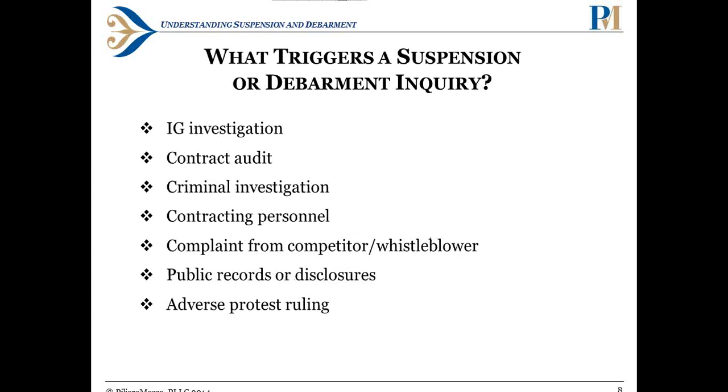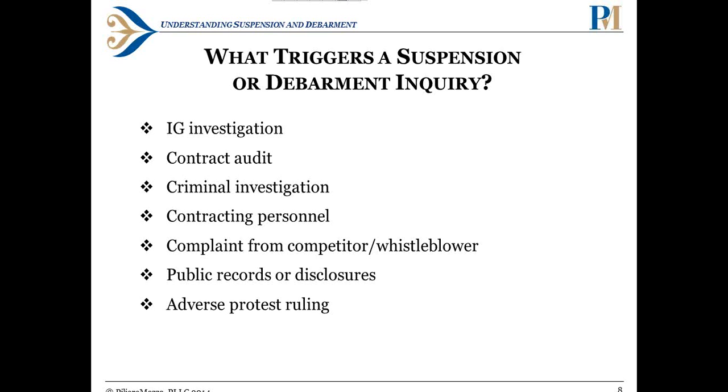Okay, so with that background, let's talk about what triggers a suspension or debarment inquiry. How could this come up? It could happen in a variety of ways. It could be as a result of an IG investigation, a contract audit. There could be a criminal investigation that touches off a suspension or debarment proceeding. It could be because of a contracting official, maybe somebody that has a bone to pick with you, or has a legitimate reason to send a matter over to the agency's suspension and debarment official.